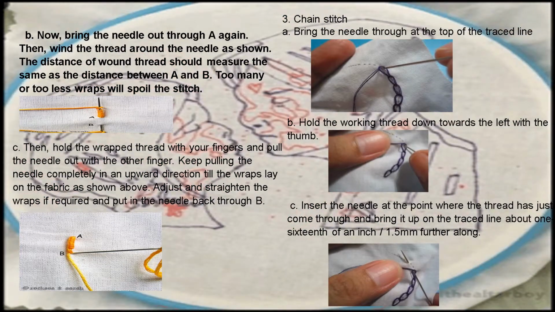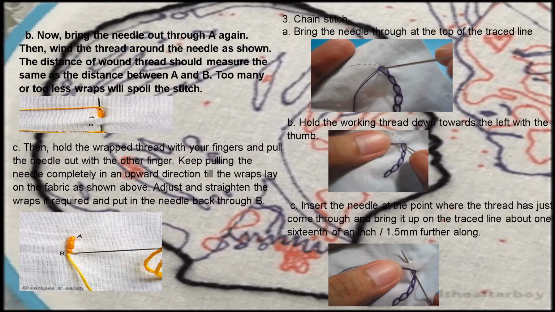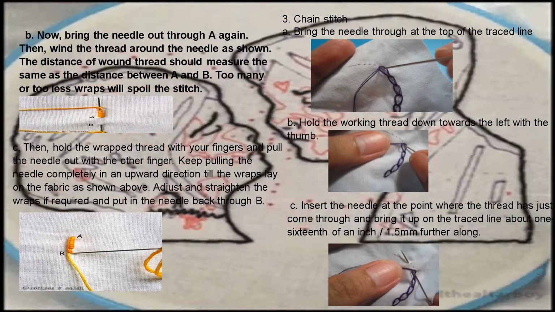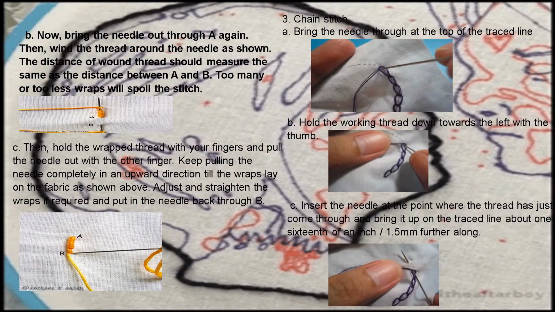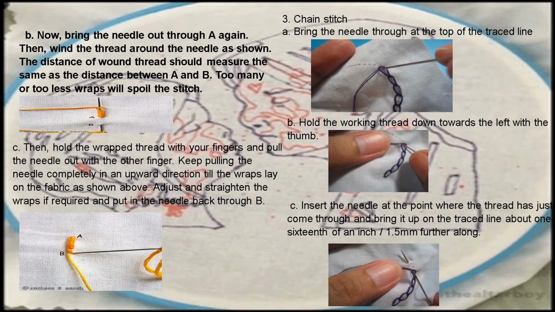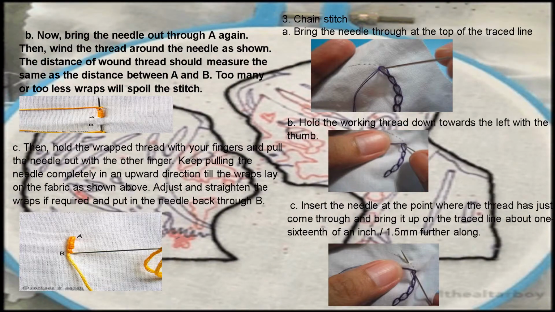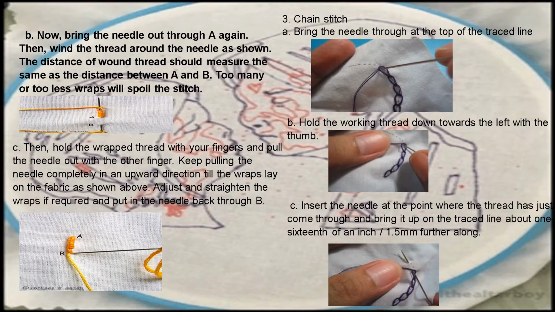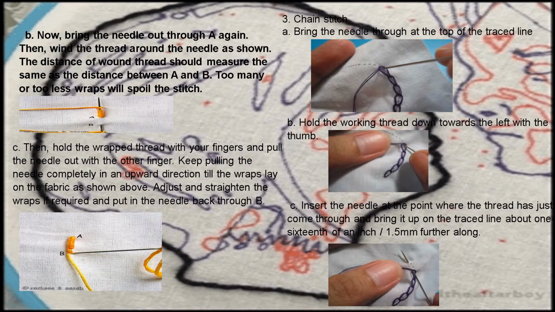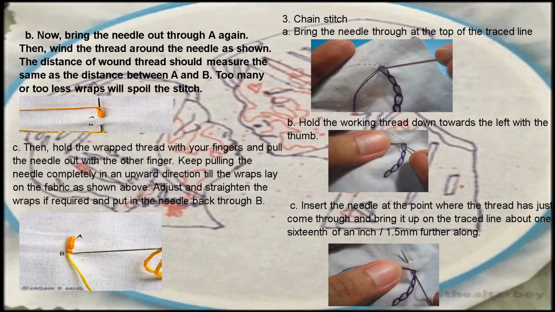Number 3. Chain stitch. The first thing to do in chain stitch, bring the needle through at the top of the trace line. Next, hold the working thread down towards the left with the thumb, and then insert the needle at the point where the thread has just come through and bring it up on the traced line about 1/16 of an inch, 1.5 mm, further along.